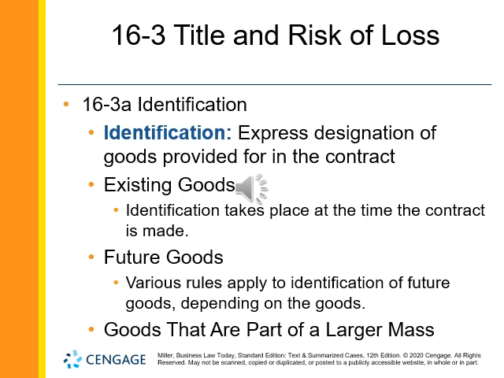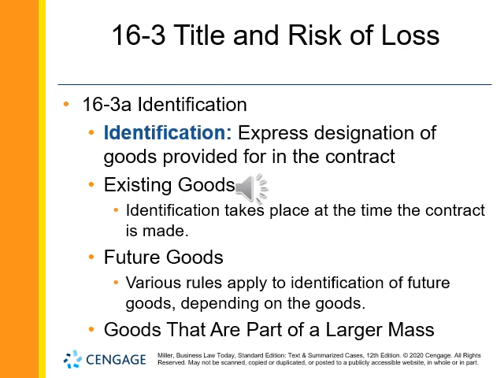If the contract calls for the sale or lease of goods that have not yet been completed or modified in accordance with the contract, identification occurs when the goods are shipped, marked, or otherwise designated by the seller or lessor for delivery to the buyer or lessee. Future goods have special rules applying to the identification. For instance, there are special rules regarding growing crops and unborn animals.